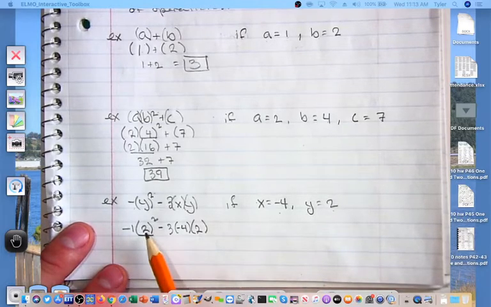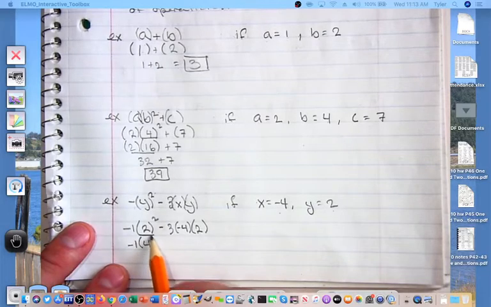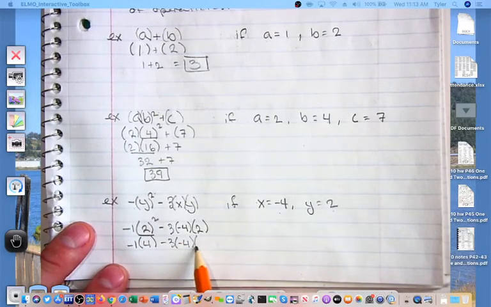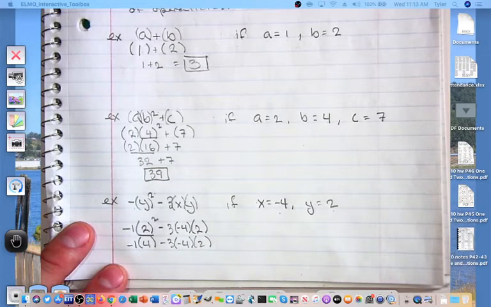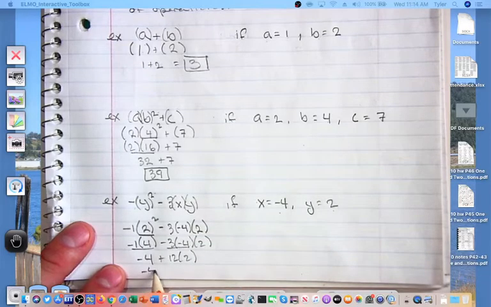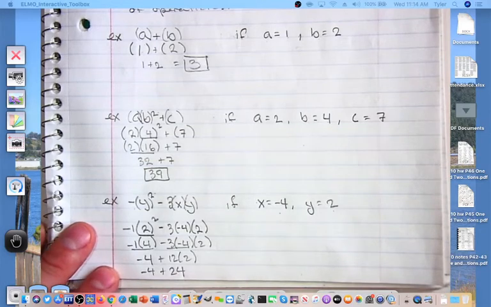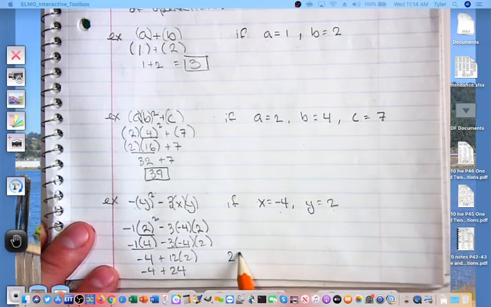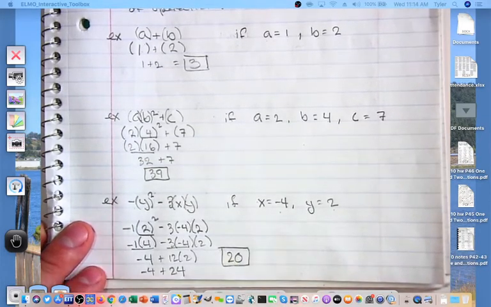So I have 2 squared is 4, so that's negative 1 times 4 minus 3 times negative 4 times 2. And let's continue to simplify. That's negative 4 plus 12 times 2, negative 4 plus 24, and finally that is going to give me a solution of 20.